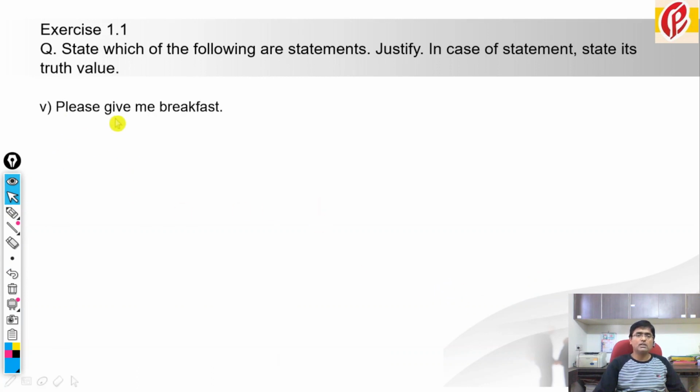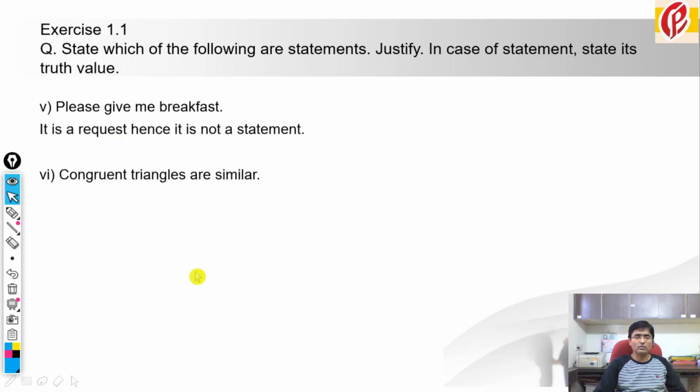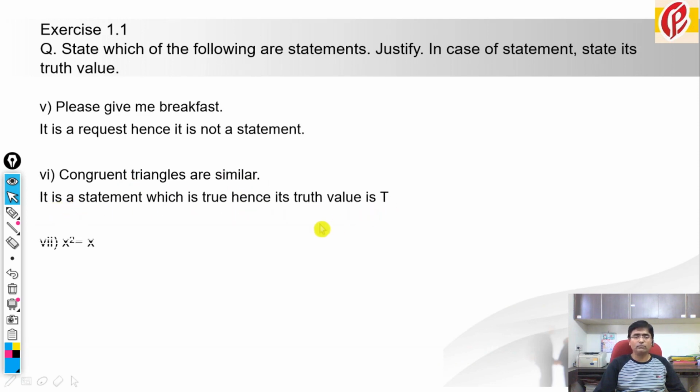Next, please give me breakfast. This sentence is a request, and a request is not a statement. Hence it is not a statement. Next, congruent triangles are similar. Yes, congruent triangles are similar. Therefore, it is a statement which is true. Hence, its truth value is T.